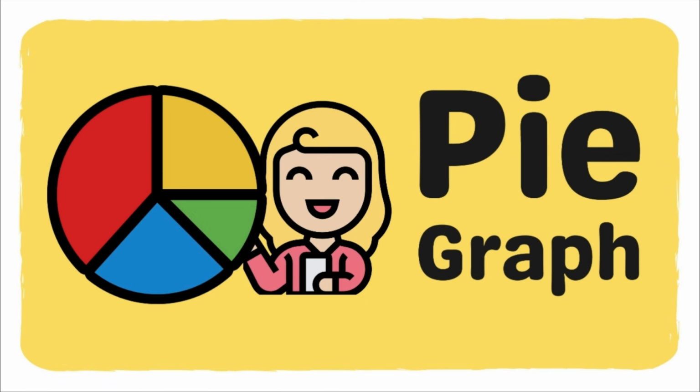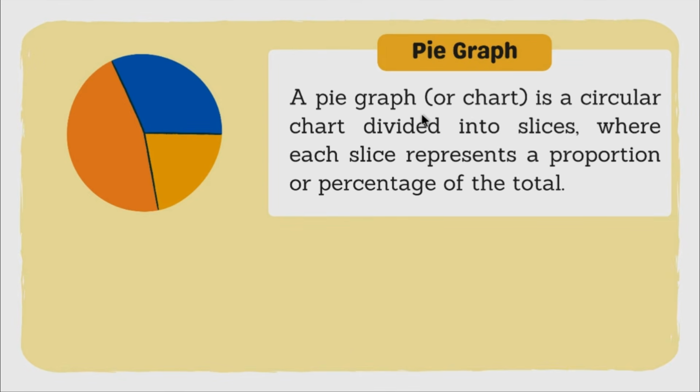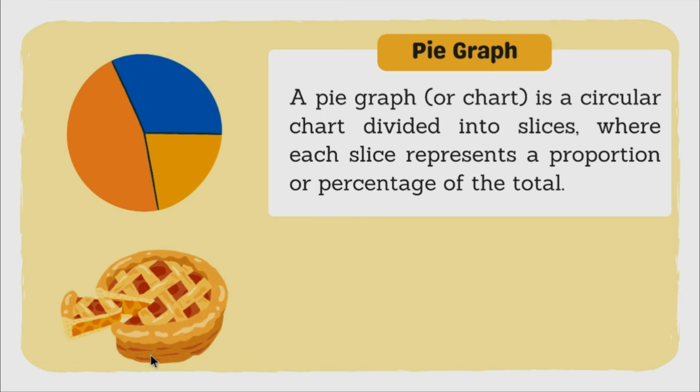Alright, so let's proceed now to the definition of pie graph. Ano po itong pie graph? Okay, so a pie graph or a pie chart is a circular chart divided into slices, where each slice represents a proportion or percentage of the total. Kaya po yan tinawag na pie chart kasi nga po katulad ng isang pie wherein we have slices, and each slice represents a portion of the whole, no? And if we have here our pie graph, we call it sectors in geometry. Okay, sector po ang tawag natin dyan.